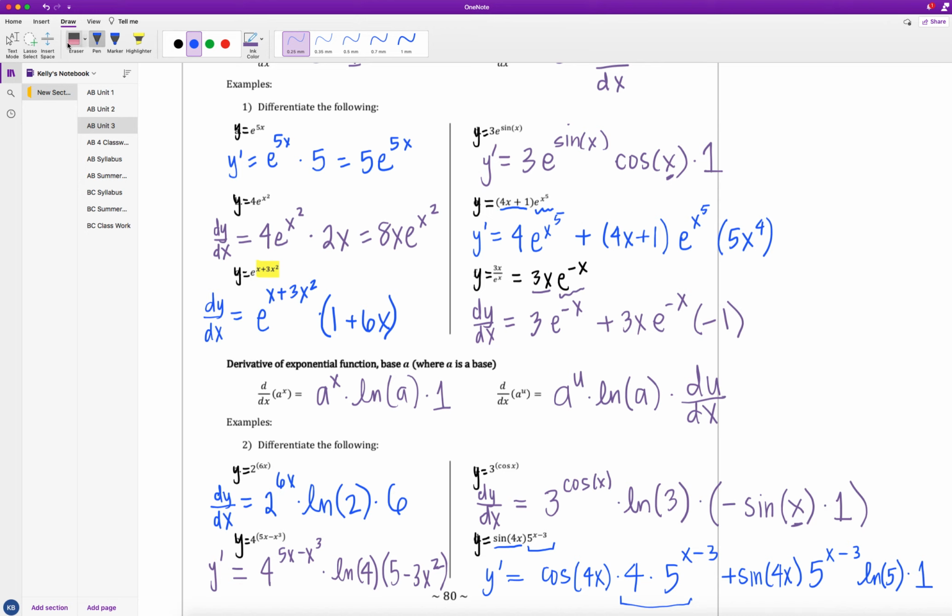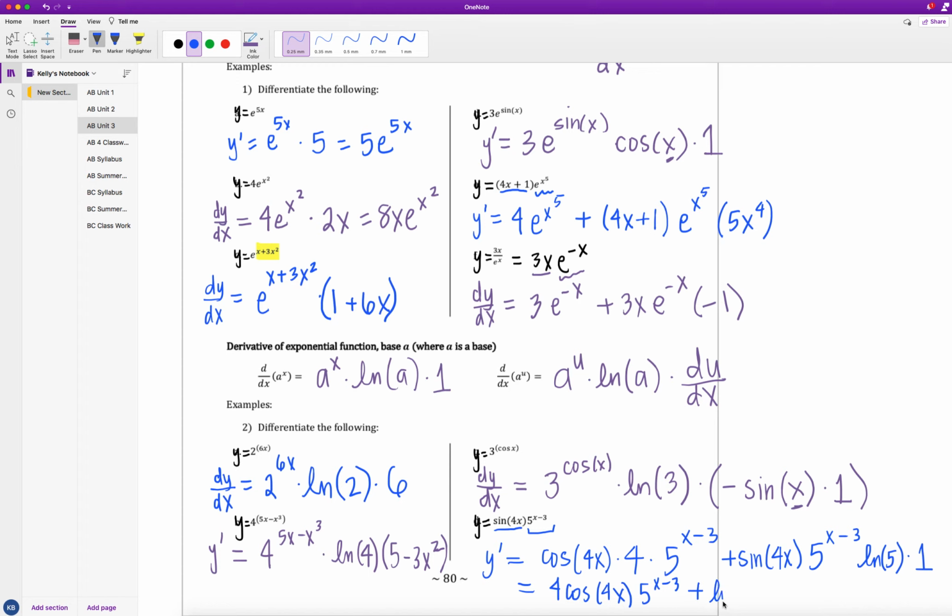All I could really do, if I'm going to rewrite this and make it look a little bit cleaner, I would probably move the 4 in front and have 4 times cosine of 4x times 5 to the x minus third, which I know doesn't change anything, it's just redoing the order in which I multiplied them. And then over here, that ln of 5 is my scalar, or coefficient, on the second term. So I have the natural log of 5 times sine of 4x times that 5 to the x minus third power. And there's nothing else I can combine here. I guess I could factor out the 5 to the x minus 3, but it's not necessary.